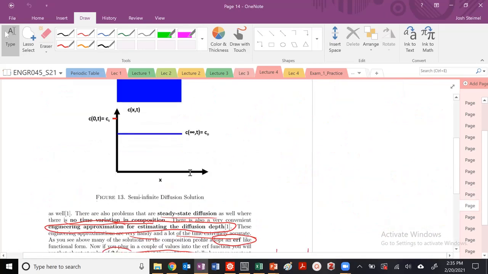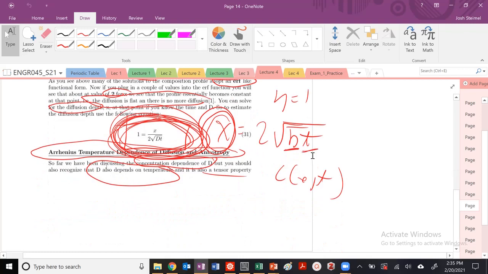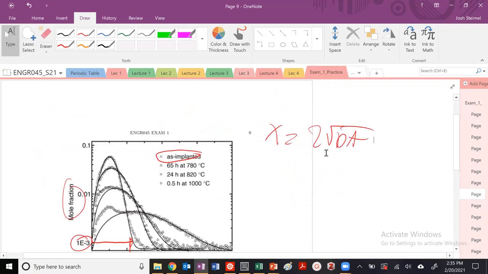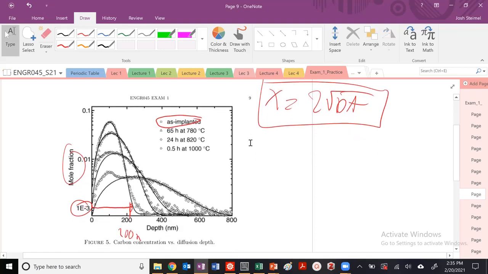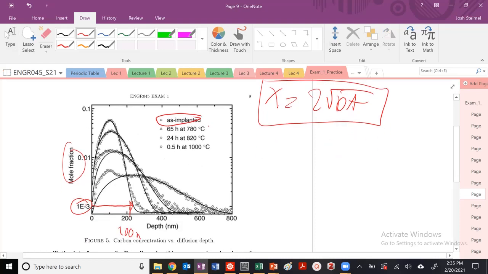Our engineering approximation over here, x equals 2 square root Dt. So let's go back to our exam practice. We're going to use this expression because we have this implantation depth, and then we anneal it at different times and different temperatures. So when we go from here to here, implanting from here to here, we travel an additional distance.